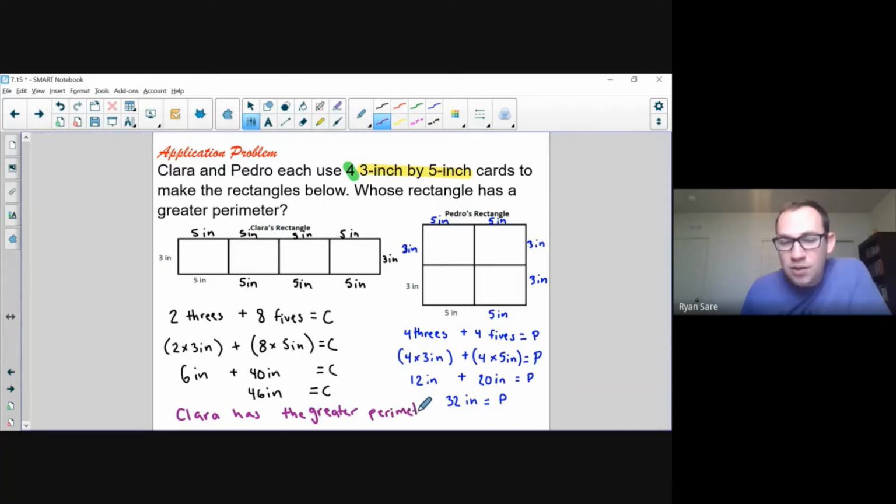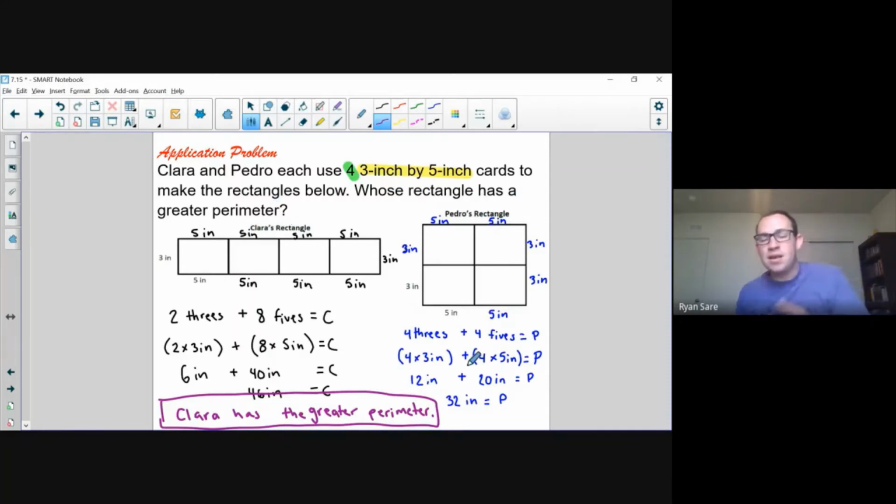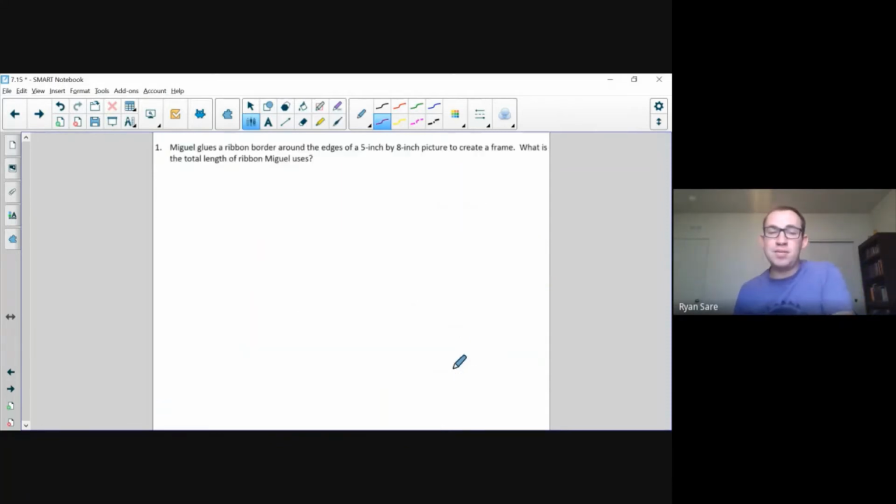Make sure that we answer the question that they're asking, word it the way that they do. So there's my answer. Clara has the greater perimeter. And we even know what the perimeter is, but it didn't ask us what it was. It just asked whose was greater. Let's go ahead and look at a couple of different problems.